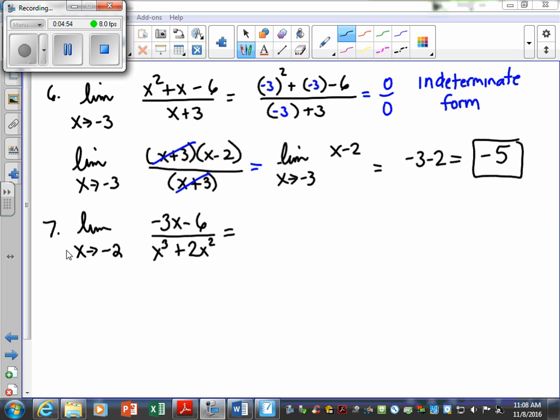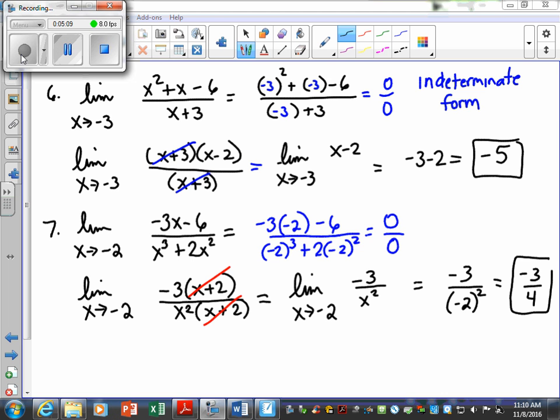Okay, so if you want to jot this one down, pause it: attempt direct substitution first. If you get 0 over 0, then factor the numerator, factor the denominator, cancel factors, and then try direct substitution again. Okay, so with direct substitution, I ended up with 0 over 0, got indeterminate form.